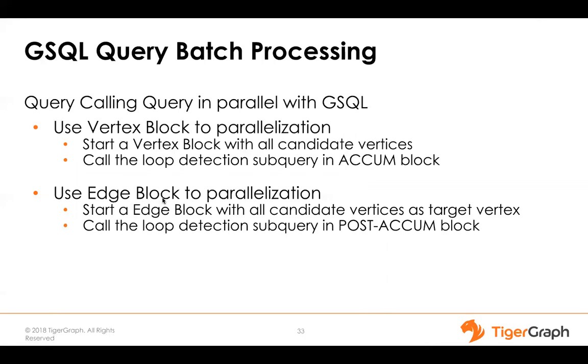Another way is to use our edge block. It's actually the way we did in this project. So we don't start a vertex block, we start an edge block, because in this project we have a time window for the transaction nodes. The transaction nodes are connected with accounts by edges, so it's a natural fit for the edge block. Then we just call the loop detection for the target. The target is our candidate account vertices. Within the POST-ACCUM block, which is also executed in parallel for each vertex, we call the subquery on the target vertex, the account vertices, to make it run in parallel.